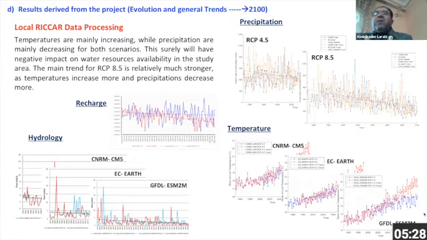These are the results from the RICARD outputs. As we can see here, precipitation is decreasing for both scenarios, and the temperature is increasing for the 3 selected regional models. We also calculated the groundwater recharge, and we can see that due to the reduction in precipitation and the increase in evapotranspiration, this recharge is really decreasing.